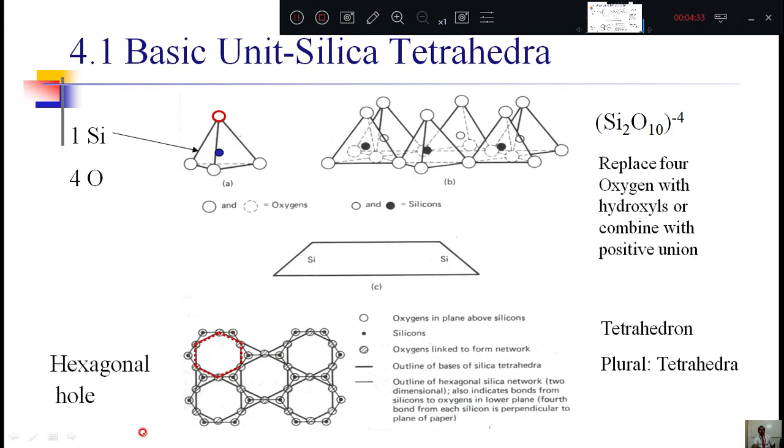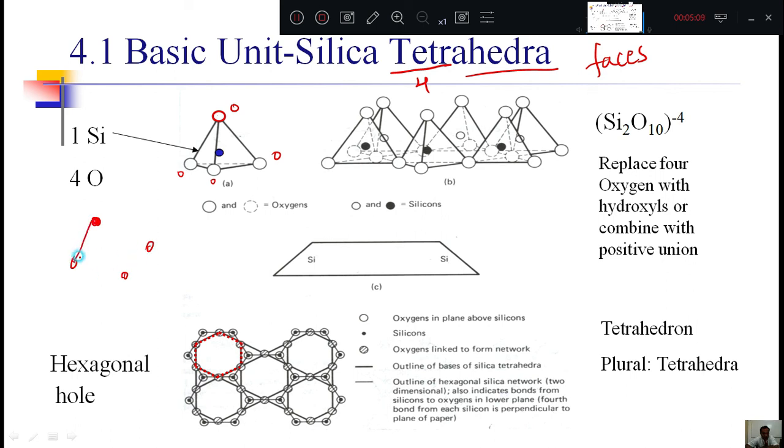Next, the basic units of these clay minerals. The first one is the silica tetrahedra. Tetra means four, hedra means faces. Here you can see one point, this atom here, sorry, this is the oxygen, this is the oxygen, this is the oxygen, this is the oxygen. Inside, silica is there.